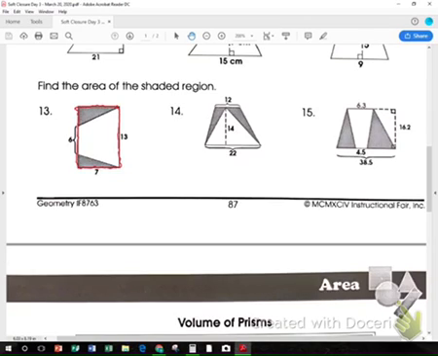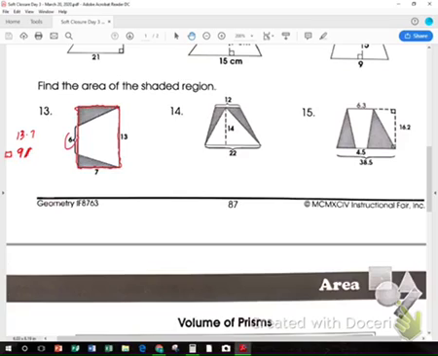I just need to go base times height for rectangles. So 13 times 7 equals 91. So the area of the rectangle is 91. Now the area of the trapezoid inside.